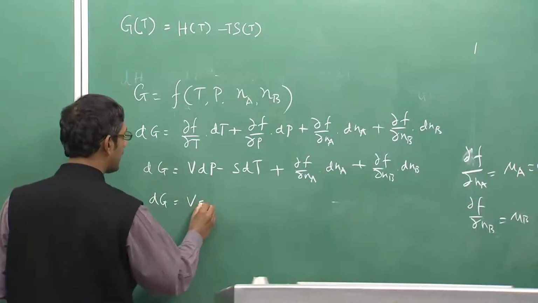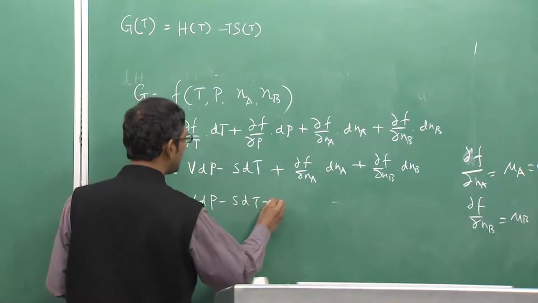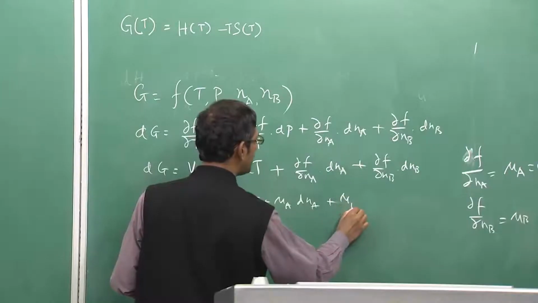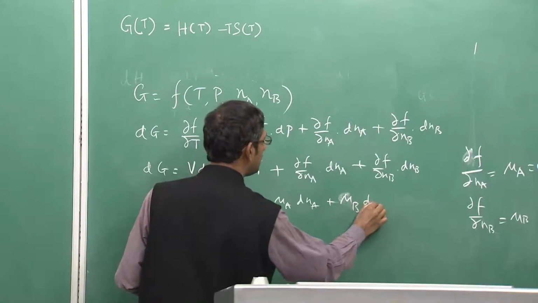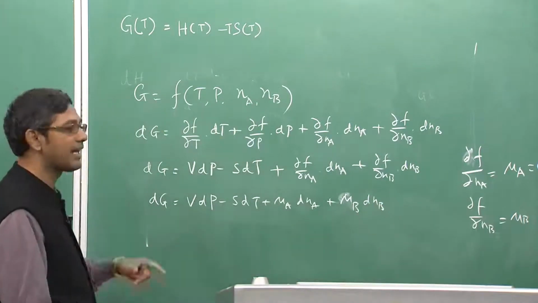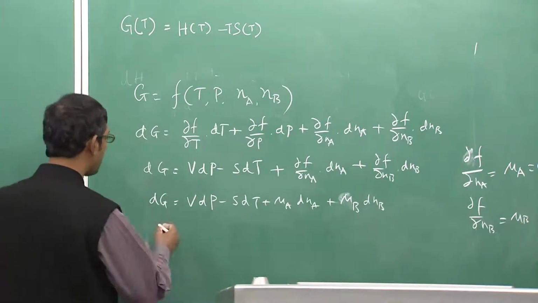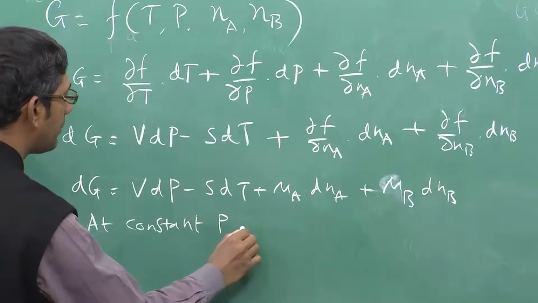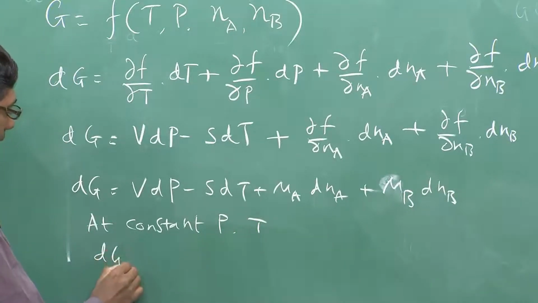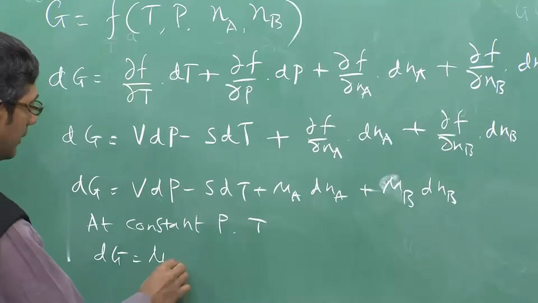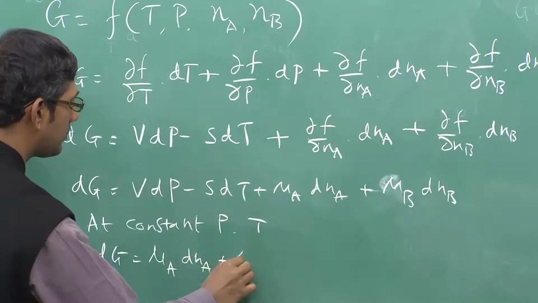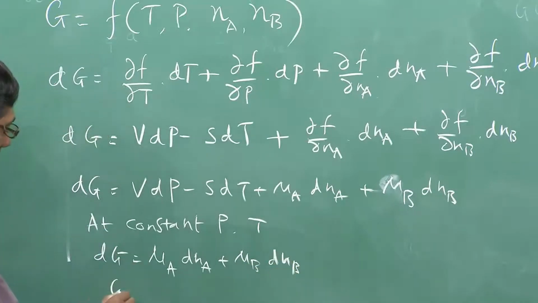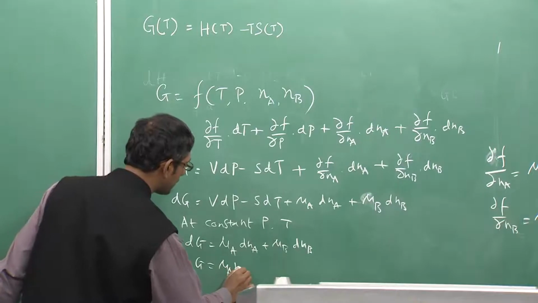If I plug in these values, I get VdP minus SdT plus mu A dNA plus mu B dNB. Okay, this is what I get very simply. Now at constant pressure and temperature, I get dG is equal to mu A dNA plus mu B dNB, and G is nothing but the integration of this.